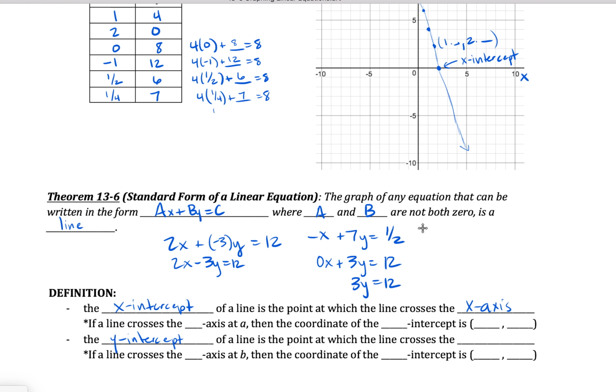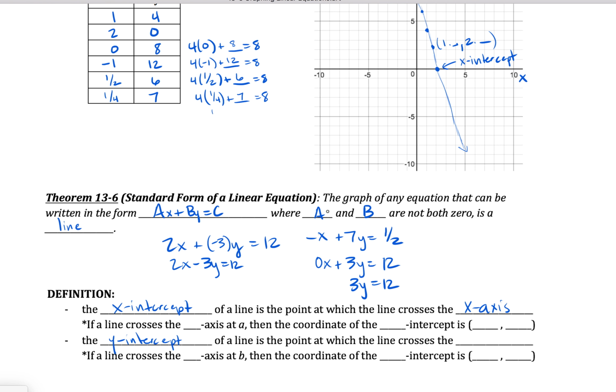Now going back down to my definition, if a line crosses the x-axis at point A, the coordinate of the x-intercept would be a, comma, 0. Because when we're crossing the x-axis, we are at 0 in terms of y. We haven't gone above or below where we started, right? So if it crosses at A, the x-intercept is a, comma, 0.